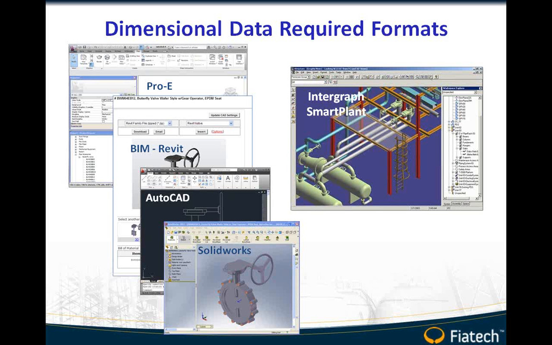So imagine now you're in a Fiatech catalog environment, you're searching by product specifications, selecting down to several valves that you can compare, and then when you make your selection, you can download and insert the actual dimensional representation of that product. That's what we see as the process flow here.